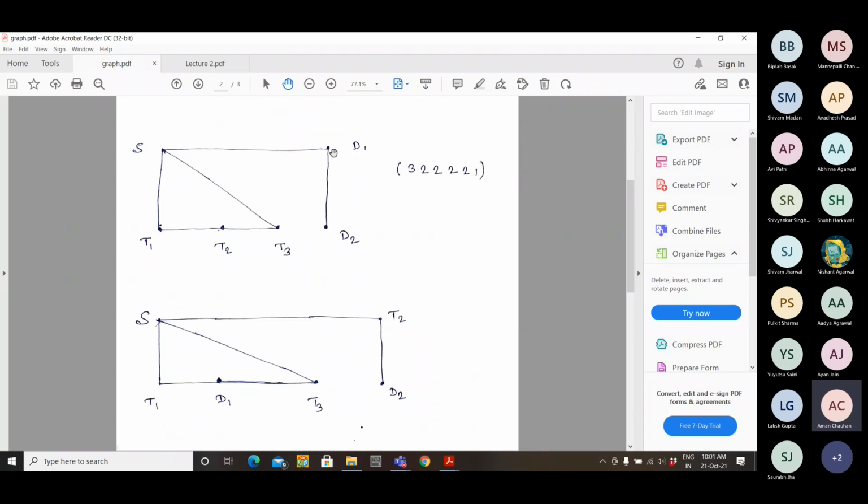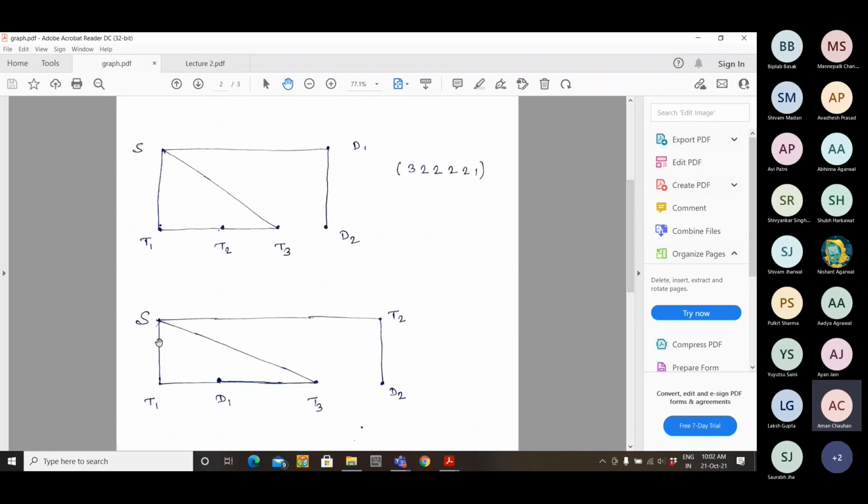Okay. So what do we do here? We just simply switch the vertices D1 and T2. So if we rename this vertex as T2 and this vertex as D1, we get such a graph, right? Is it clear?